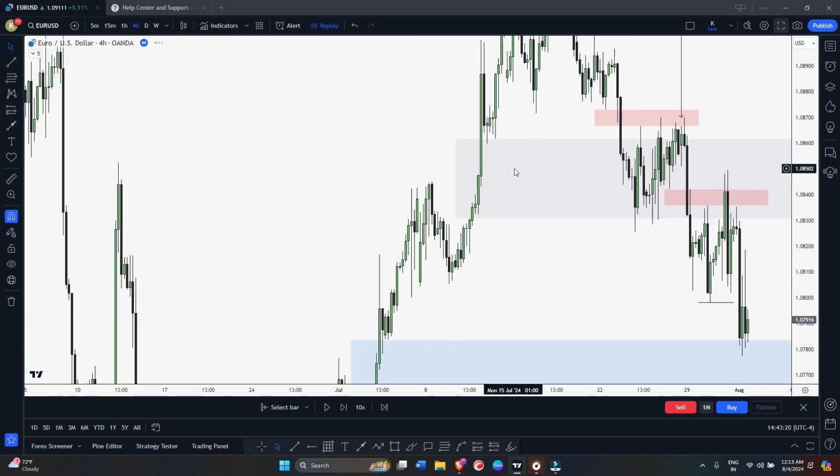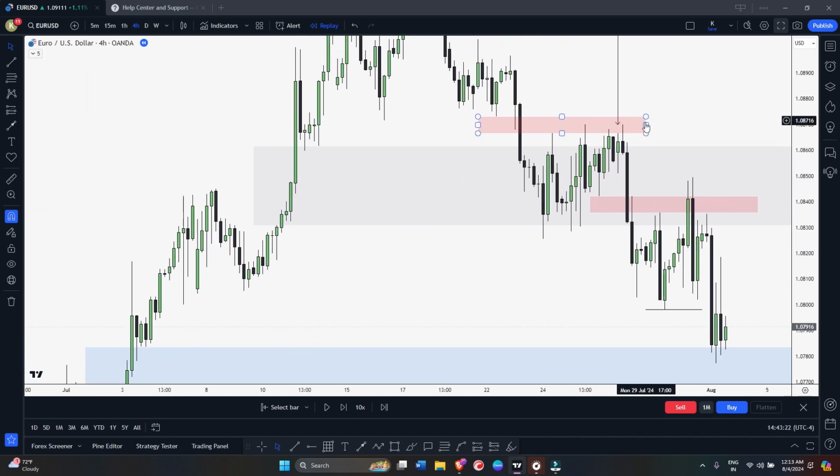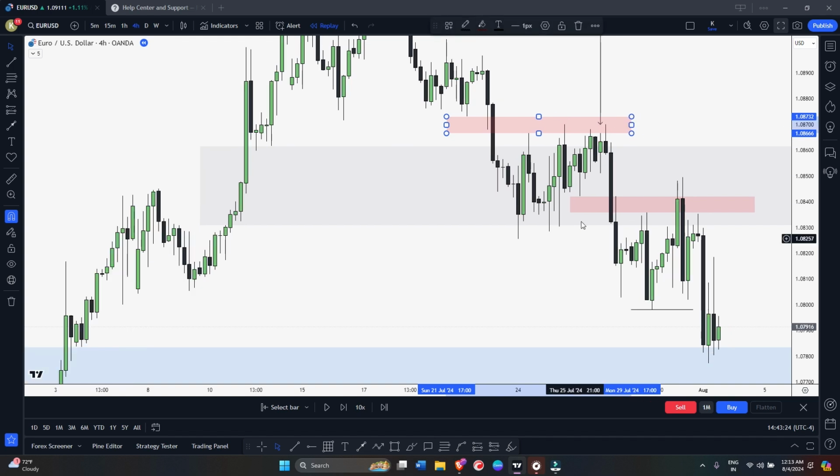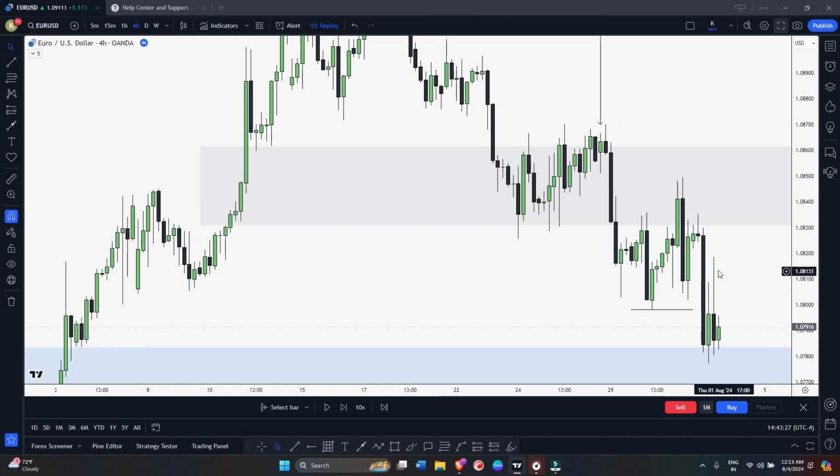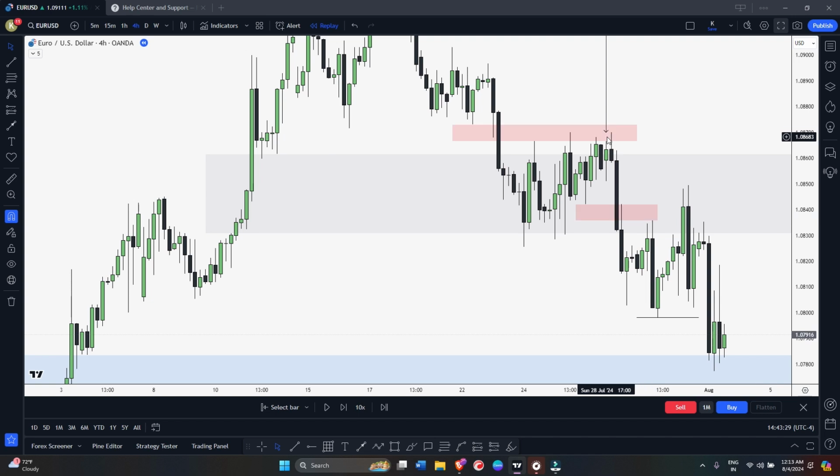4 hour will be much cleaner. So let me show you 4 hour. When I was looking for sell, let me delete this thing. Okay. So let me delete this. Okay. So this was our daily fair value gap.